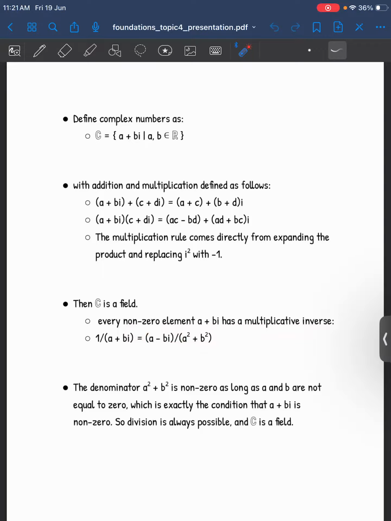Notice that since it is a non-zero element, a and b cannot both be 0. And since they are not both 0, a² + b² is non-zero, and hence the element (a - bi)/(a² + b²) is well defined. So in particular, every non-zero element has a multiplicative inverse over C.